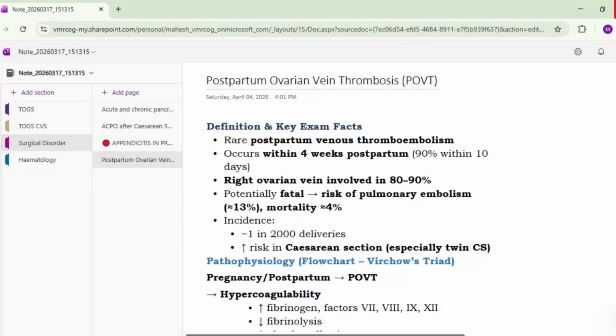The right ovarian vein is involved in 80 to 90% of cases. It is potentially fatal. Risk of pulmonary embolism is around 13%. Mortality is around 4%. Incidence is around 1 in 2000 deliveries. There is increased risk in cesarean section, especially in twins.